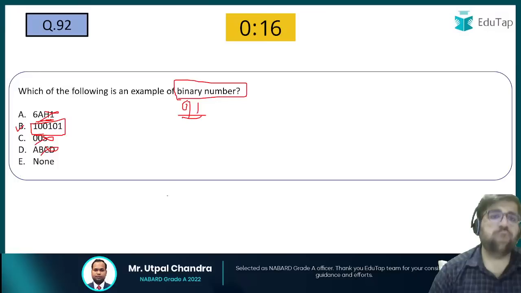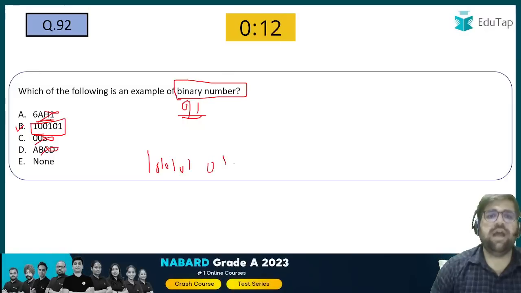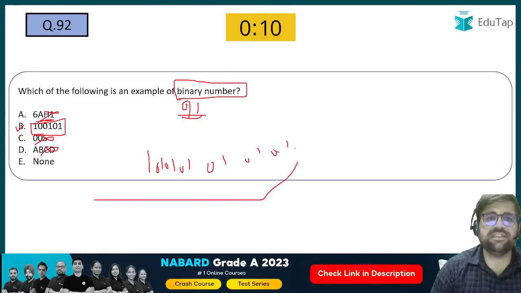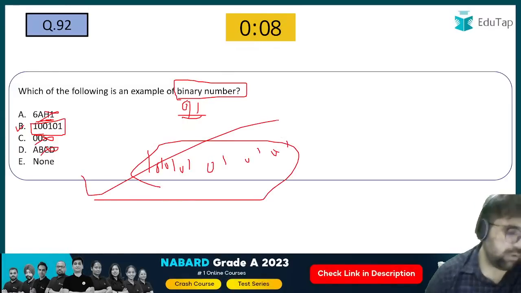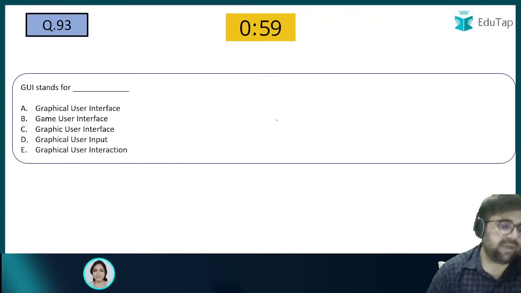Binary number means what? Binary number means the combination of zeros and ones. I can write as many zeros and ones, and this is also a binary number. So please remember the correct definition of binary number. Question number 93 now.